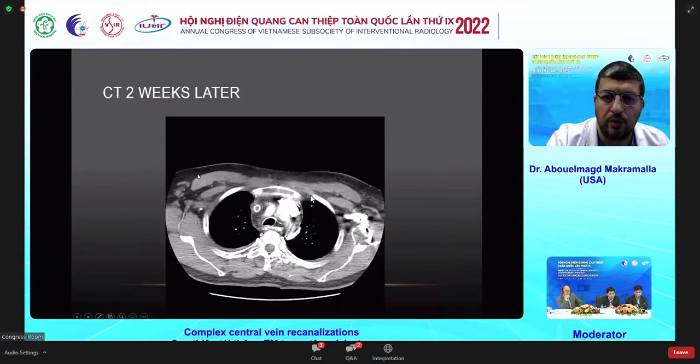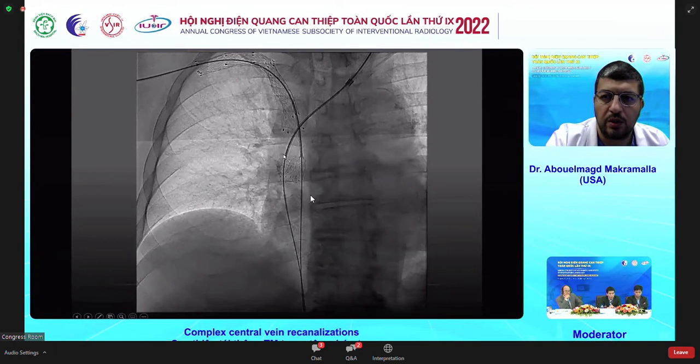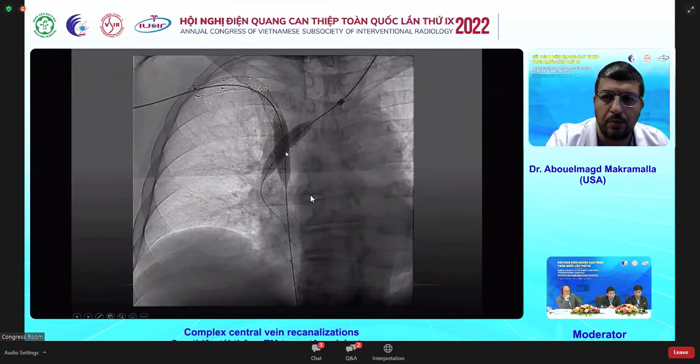Unfortunately, the patient did not wait, came in with some swelling. CT shows occlusion of the stent, so we decided to restent the prior stents, plus new stents, and also double barrel stent to keep them open.